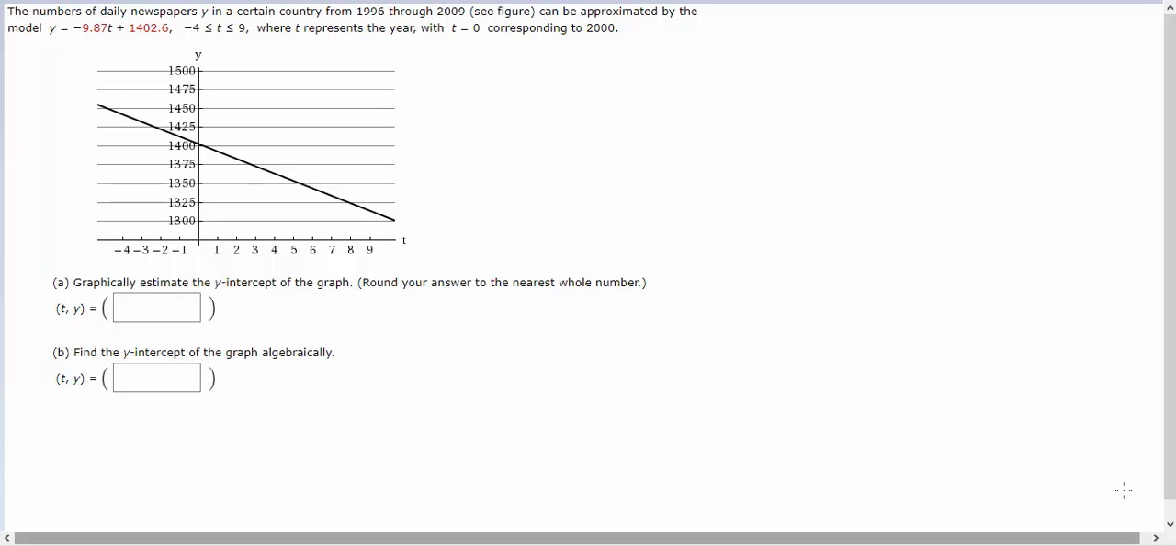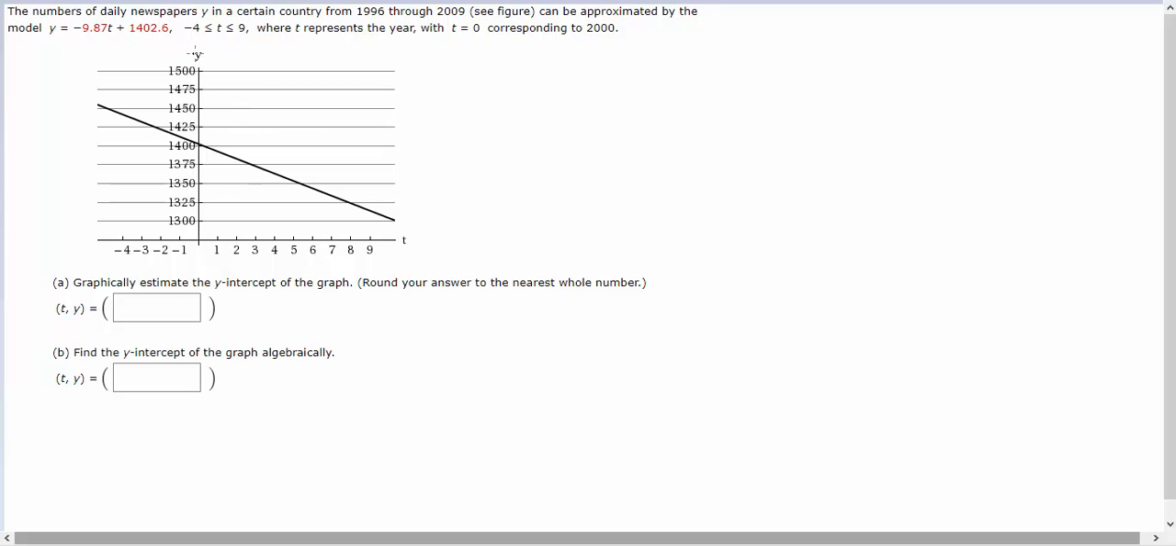Here we have a word problem that's going to test our ability to understand intercepts in a real-life scenario. We have this problem statement. The numbers of daily newspapers Y in a certain country from 1996 through 2009 can be approximated by the model, and we have the equation where T represents the year with T equals 0 corresponding to the year 2000. So part A says graphically estimate the y-intercept of the graph.